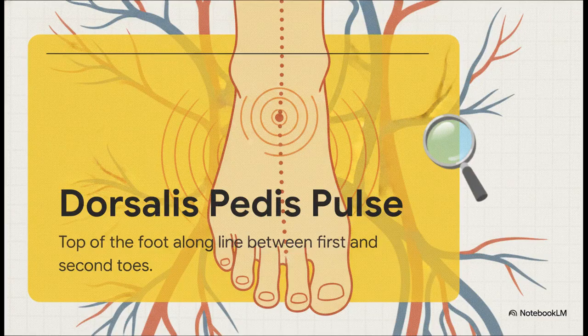Finishing up our physical descent, we reach the final distal pulse point, the dorsalis pedis pulse. You're going to find this one right on the top of the foot, running along an imaginary line drawn between the first and second toes.